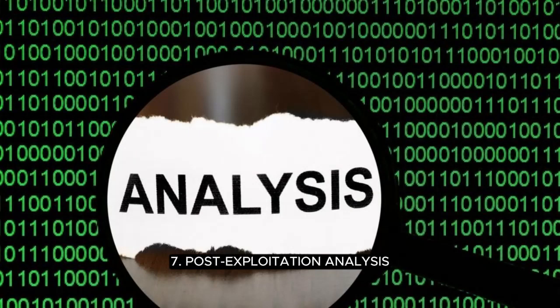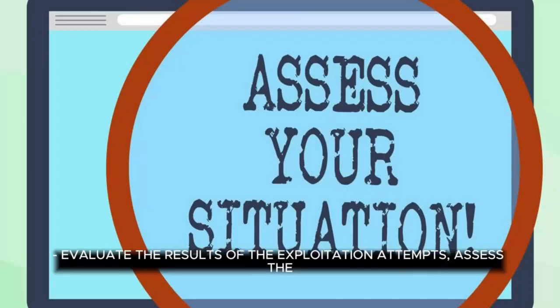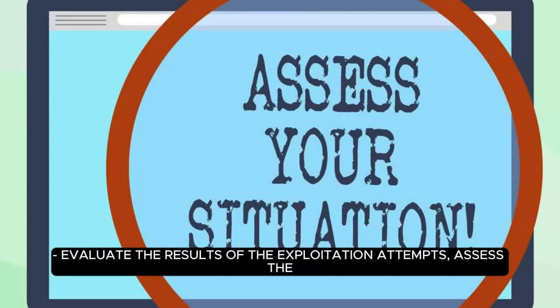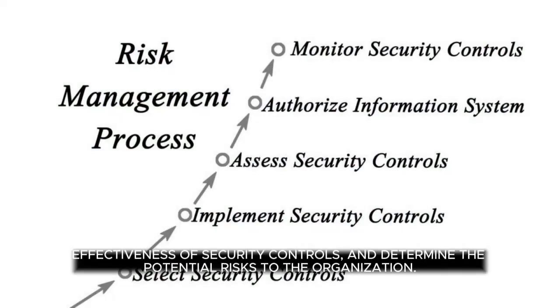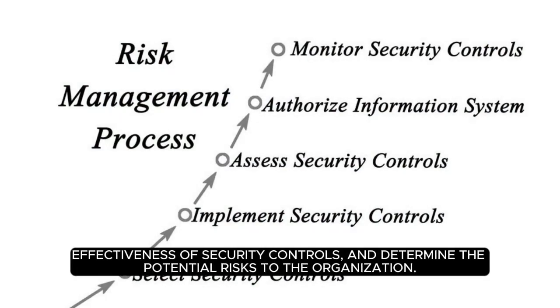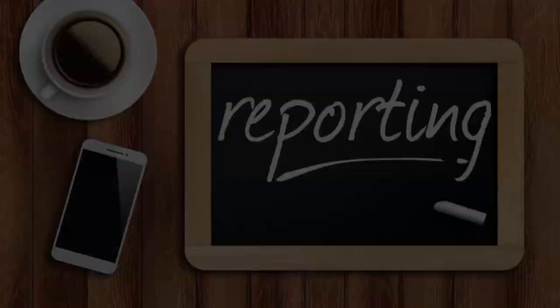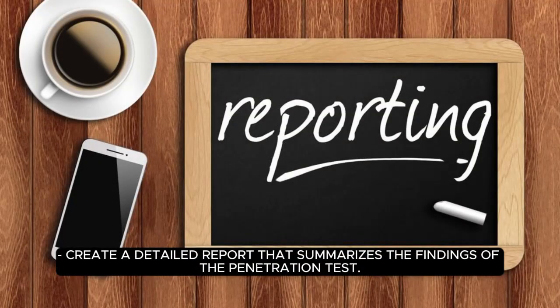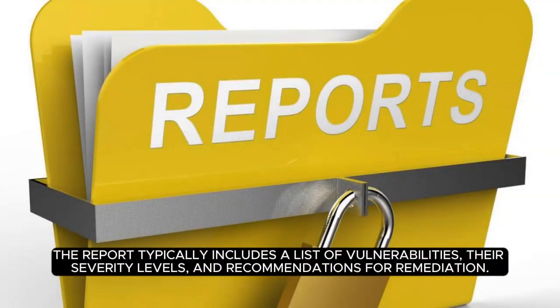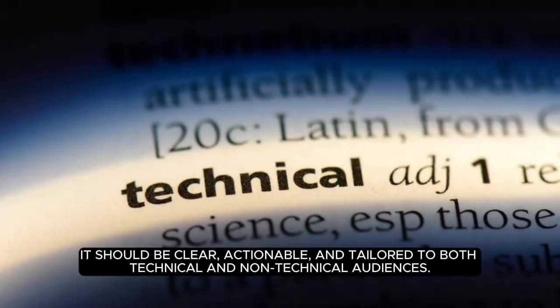7. Post-exploitation analysis. Evaluate the results of the exploitation attempts, assess the effectiveness of security controls, and determine the potential risks to the organization. 8. Reporting. Create a detailed report that summarizes the findings of the penetration test. The report typically includes a list of vulnerabilities, their severity levels, and recommendations for remediation. It should be clear, actionable, and tailored to both technical and non-technical audiences.